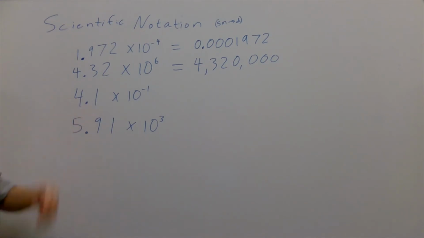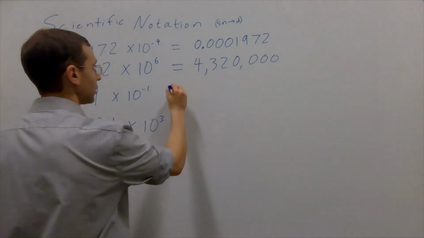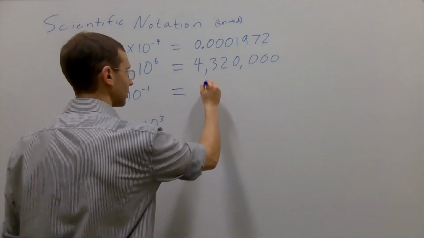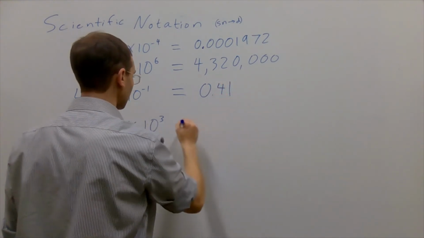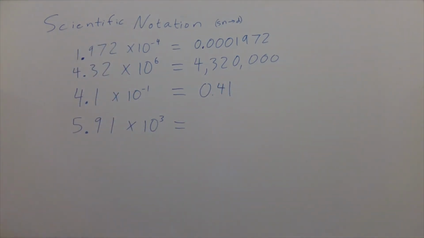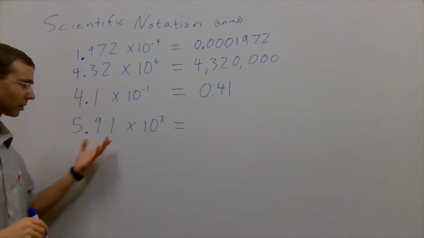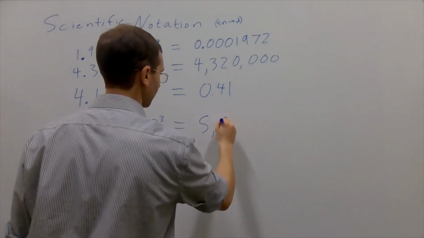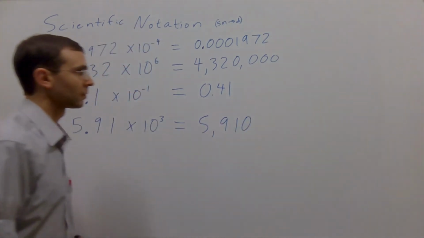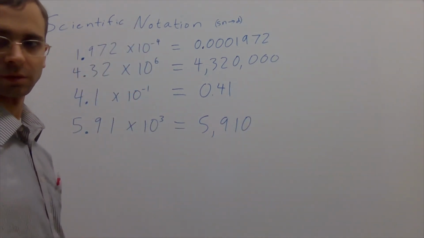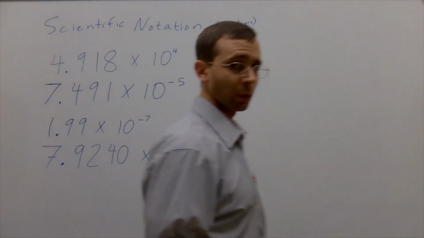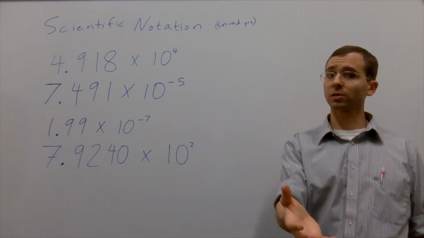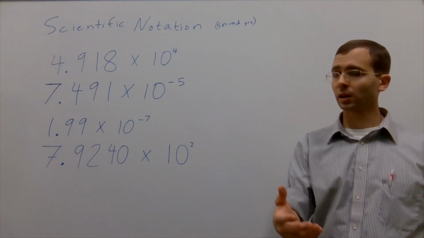This one isn't quite so drastic, but it is still going to be making this bit smaller, yes? So I should be moving to the left. And last but not least, is 5.91 times 10 to the third. There we have it. And now a chance to practice going from scientific notation to decimal notation. Okay, pause, and then come back and see how you did.